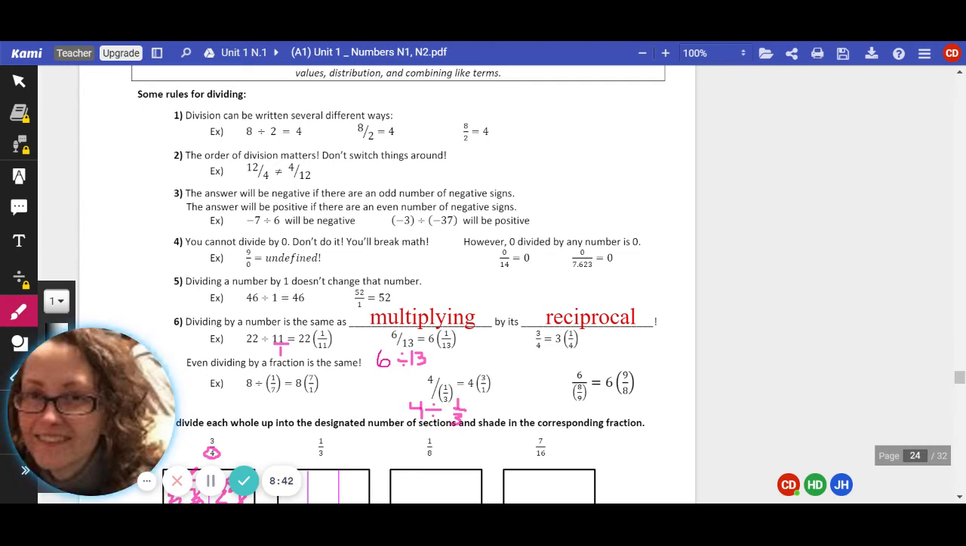Rule 5 says that dividing by 1 doesn't change the value of the number. Here we have 46 divided by 1 is still 46, and 52 divided by 1 is still 52. By Rule 6, dividing by a number is the same as multiplying it by its reciprocal. Remember, the reciprocal is the flip of the fraction, and it will always be the second fraction that is flipped. We'll go through a few more examples here in a little bit. You can use these rules here to help you as you are working independently.